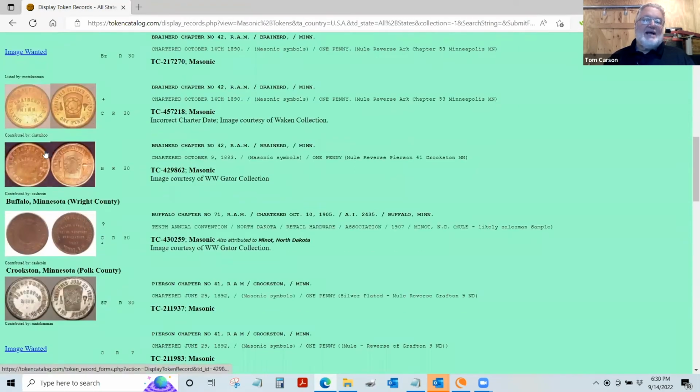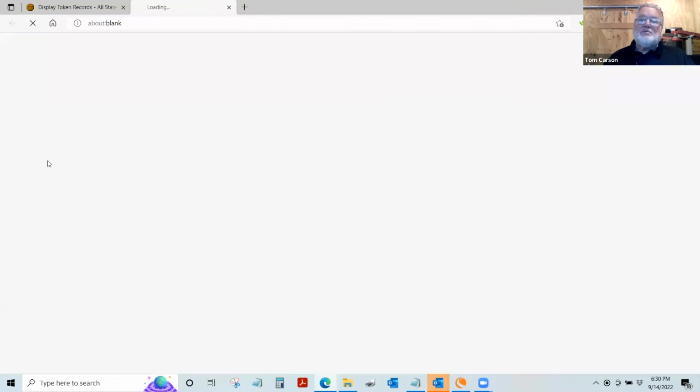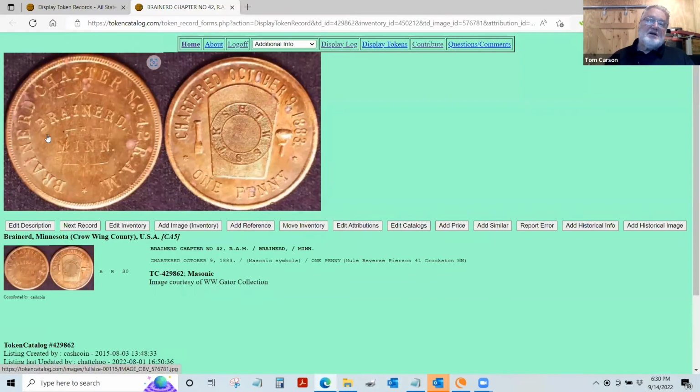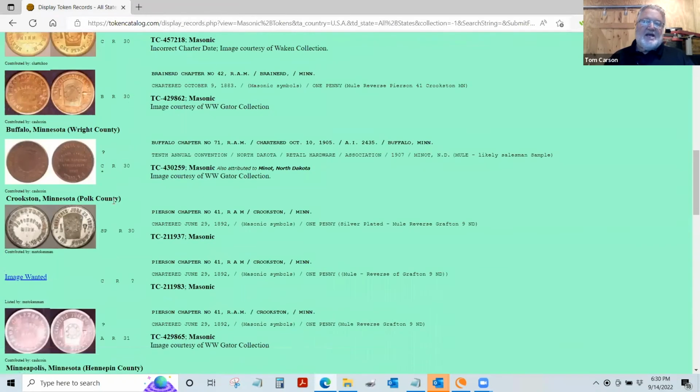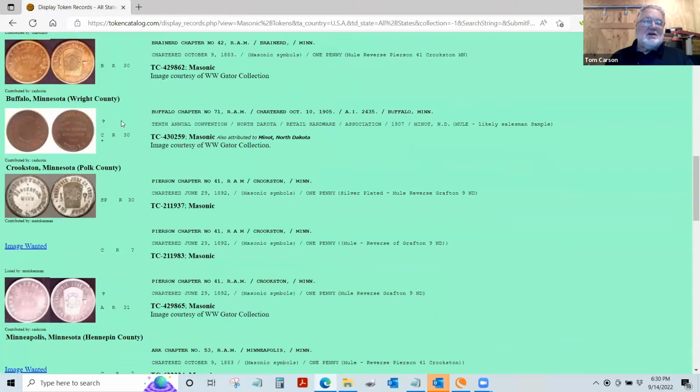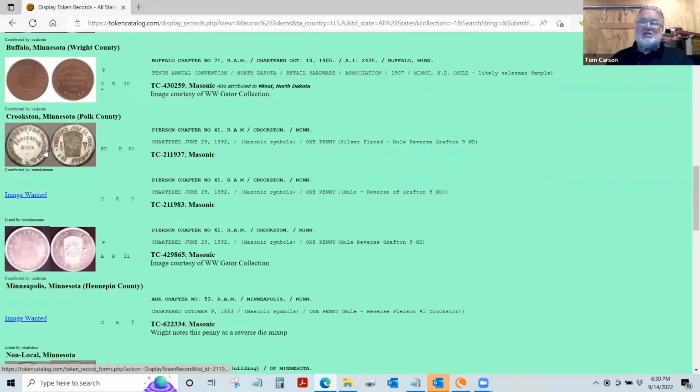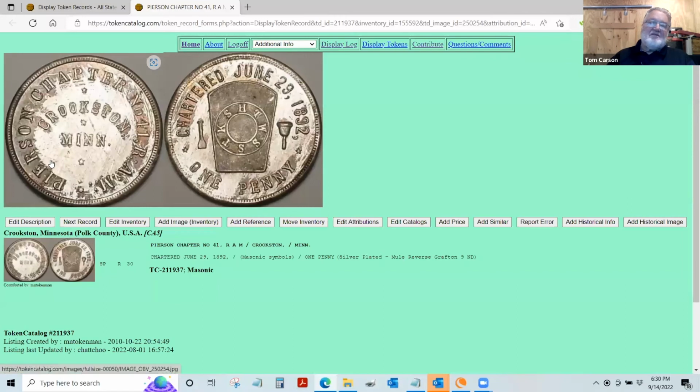It comes in brass and, no, this one is Brainerd, and it has the reverse of the Pearson chapter out of Crookston, Minnesota. I kept getting the reverses mixed up. Here's the Pearson chapter out of Crookston, Minnesota, with the back from the Grafton chapter number 9 of North Dakota.